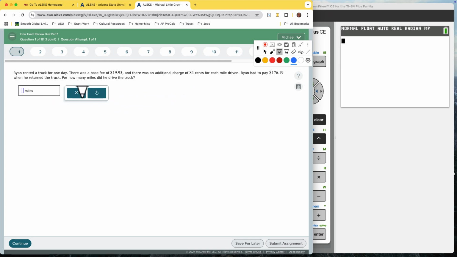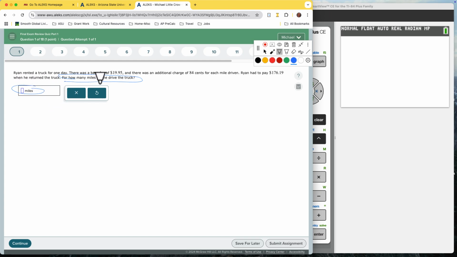What I like to do is come to the end. For how many miles did he drive the truck? So how many miles? And we see the answer is in miles. Okay, so we know what we're answering. It's not about the cost, it's about the miles driven.